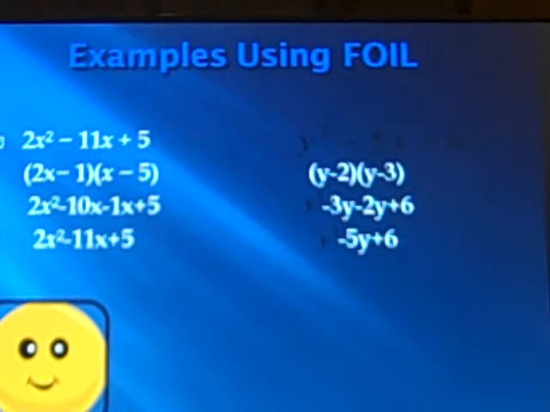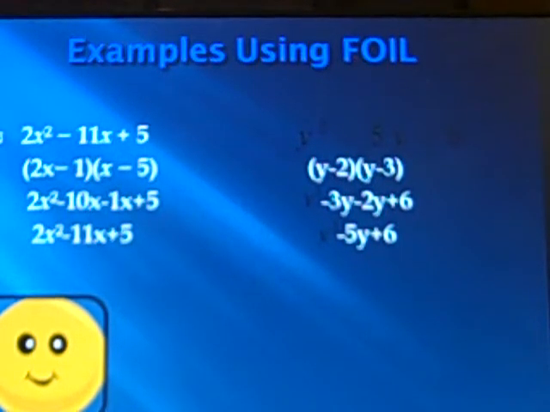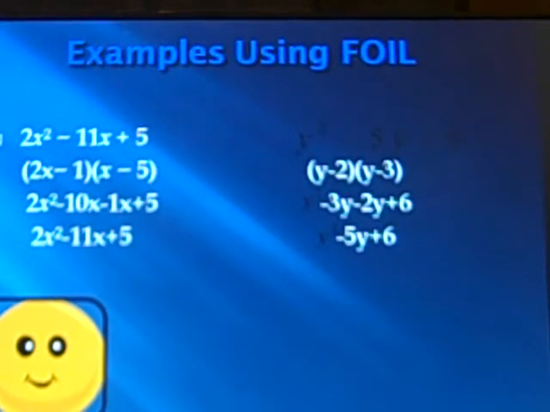Examples using FOIL. So let's say you have a problem, 2x squared minus 11x plus 5. So you have 2x. So 2 goes into each one. And you have x. Then if you multiply 2x times x, you get 2x squared. So that's right. So then you put it all out and you get 2x minus 1, x minus 5.